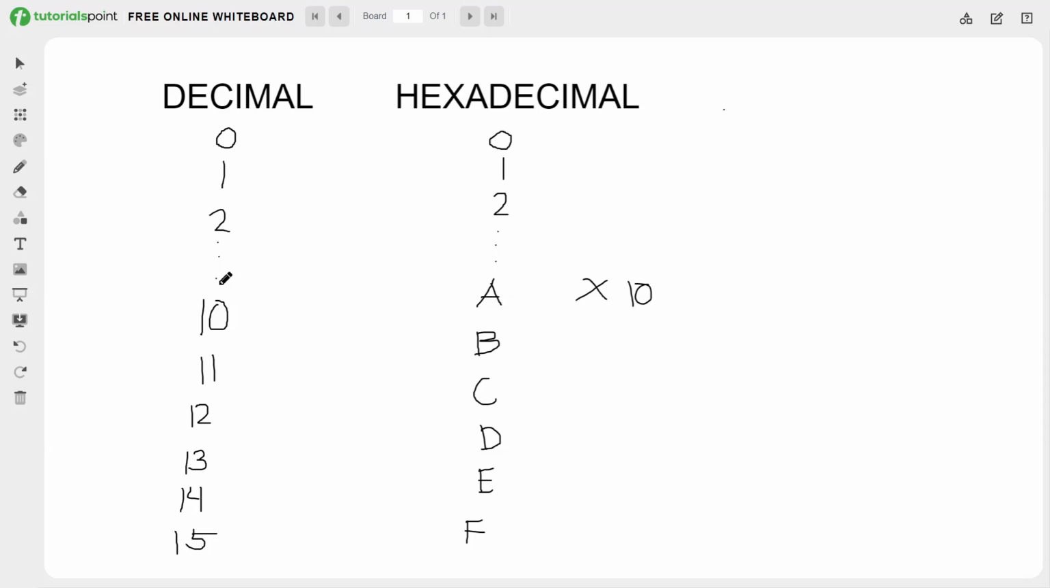Oh, I forgot to add number 9, which is also equivalent to number 9. So if we count all the numbers here in hexadecimal, 0 to 9, which is 10, and we add the remaining 6, that is 16 numbers.